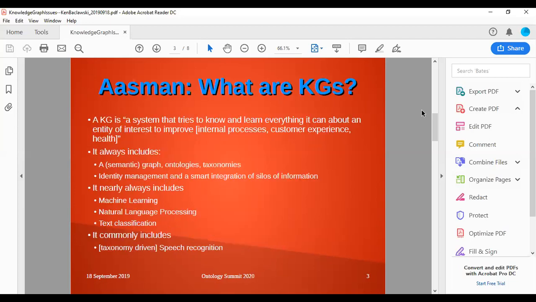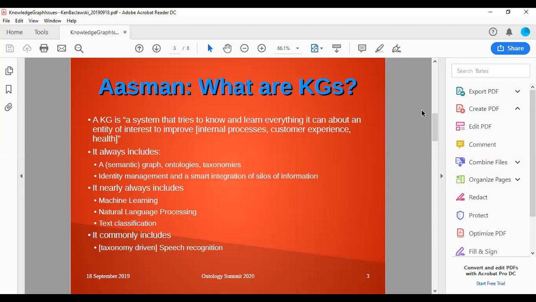So that led him to give as his definition, a knowledge graph is a system that tries to know and learn everything it can about an entity of interest to improve internal processes, customer experience, health. So taken right off one of Jans's slides. Well, I would certainly disagree with that one. It's a nice goal, aspiration perhaps, but learn everything? So yeah, we're into AI now.